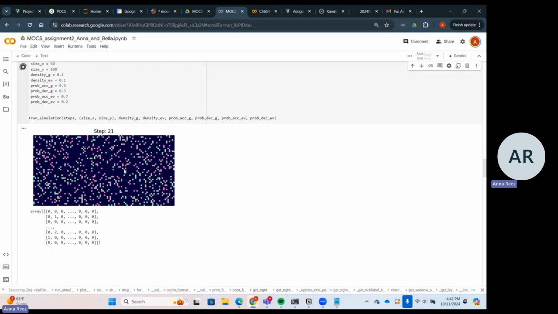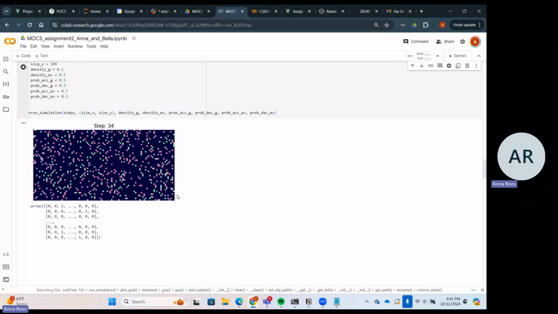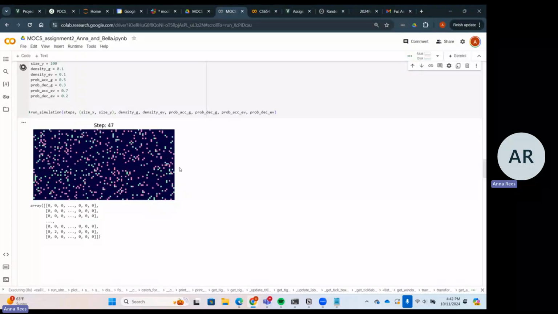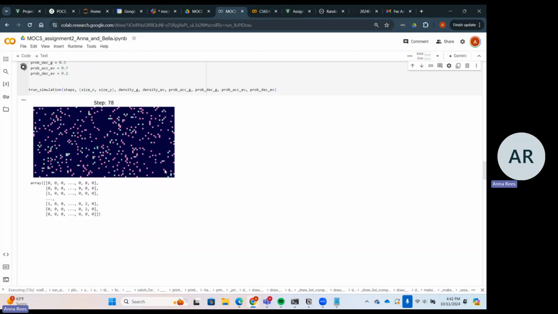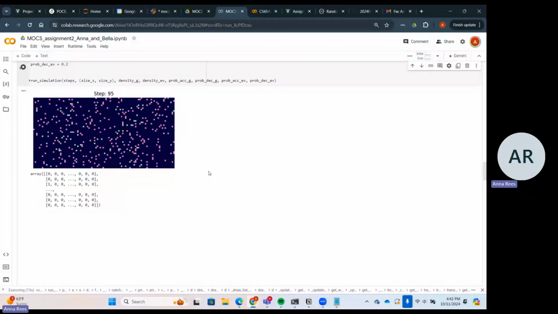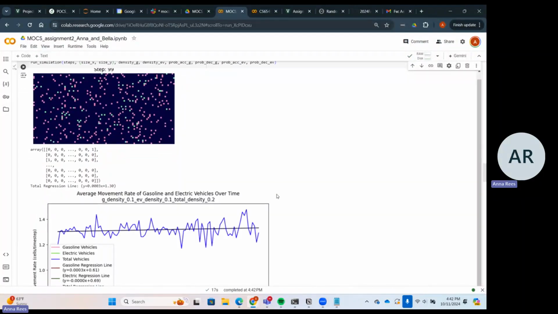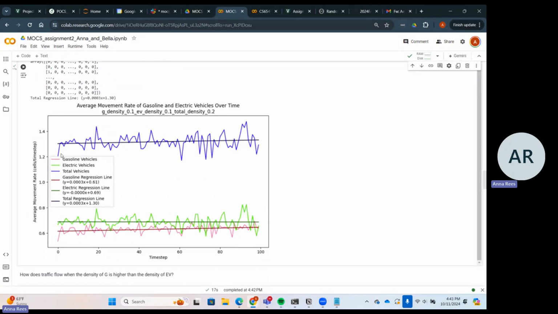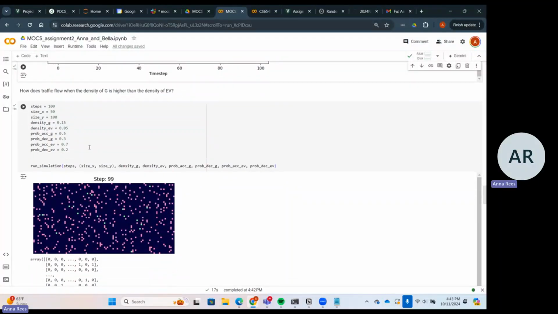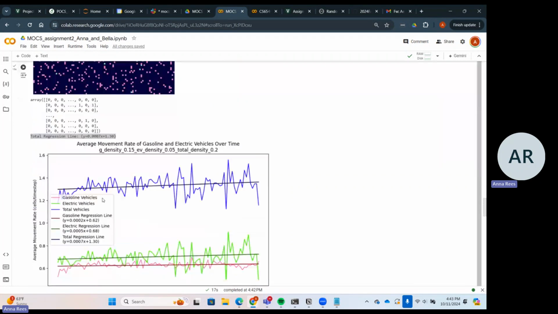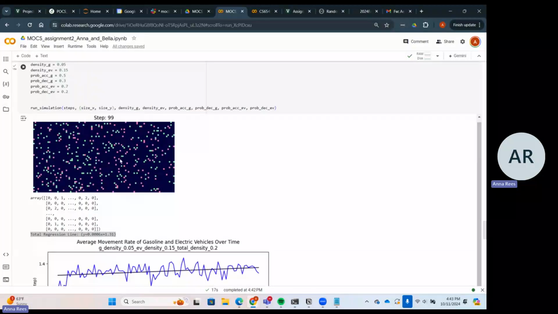You can see at each time step, they're inching forward. And depending on their rate of acceleration or deceleration, or depending on if they have neighbors, that influences their movement. So we'll just let that run for a minute. And once it hits 100, you'll see this graph pop up. Like I said, this is the average movement rate at each time step for each gas and electric vehicle, and then the total up here.